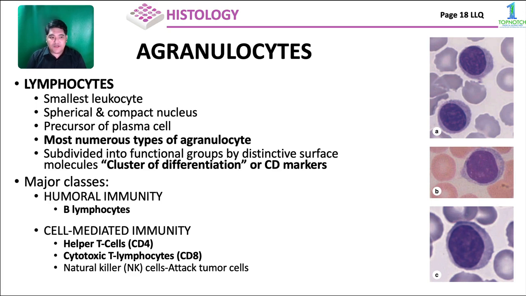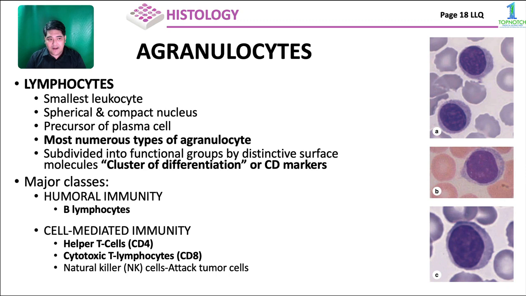Again, this is the precursor for plasma cell. Buzzword, plasma cell, clock-face appearance, production of your antibodies. Another term for antibody is immunoglobulins. This is the most numerous type of your agranulocytes. And then they have different functional groups, your CD. The meaning of CD is cluster of differentiation.